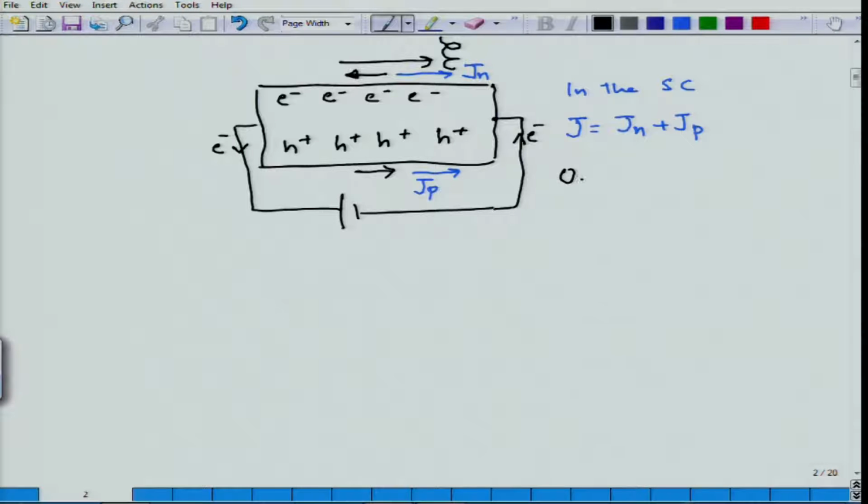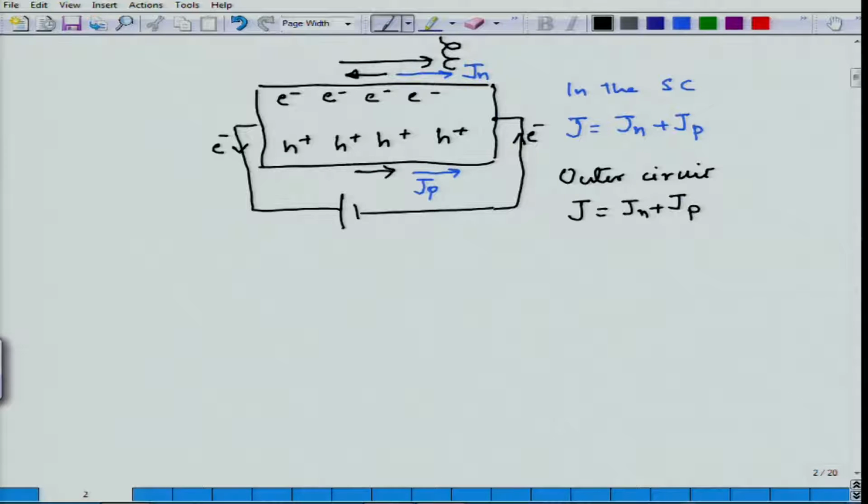So, if you look at the outer circuit, current as expected would remain same as Jn plus Jp, except the carriers involved are different. You only have electrons here, electrons coming out and electrons moving in to recombine with the holes, since there are no holes available in the conductor.